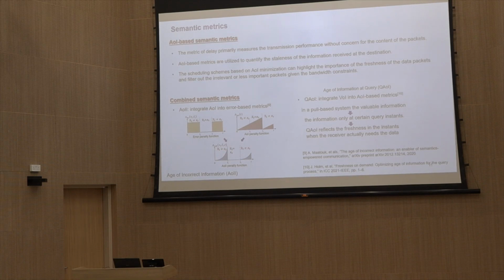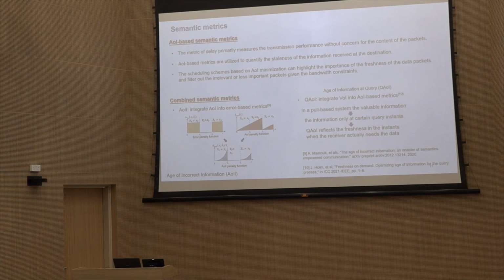Here we can look at the combination of semantic metrics. If we have age of information combined with the error-based metric, we can look at the error penalty function. In the error-based metric, the penalty will be high if the estimated state x hat is not equal to the state at the receiver x t, but it will be zero penalty if the states are already the same.